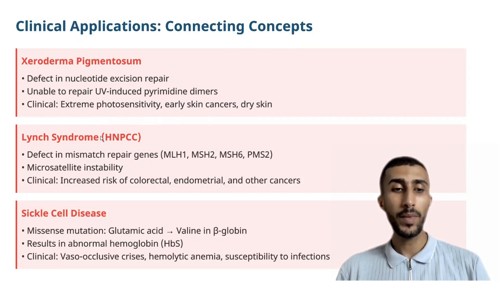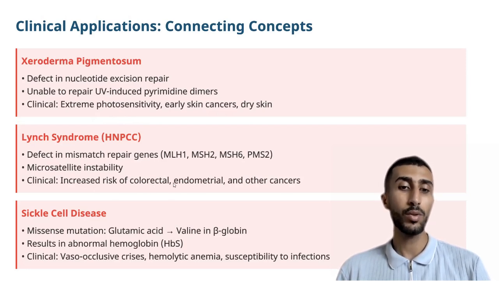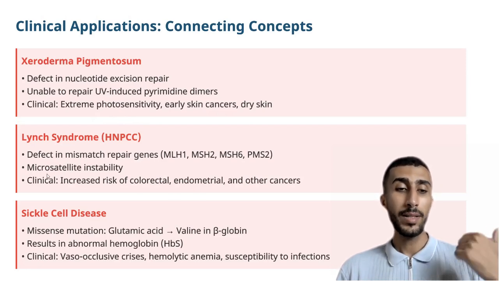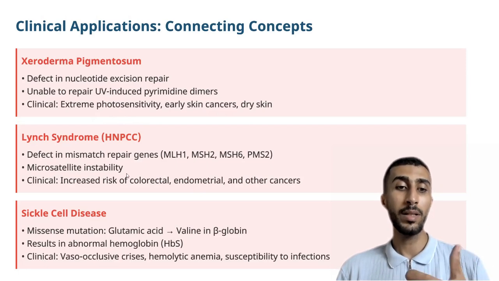Next, Lynch syndrome: a defect in the mismatch repair genes MLH1, MSH2, MSH6. So this is related to microsatellite instability. There is an increased risk of colorectal, endometrial, and other cancers. You have to memorize colorectal cancer and endometrial cancer with Lynch syndrome, and also the defect with microsatellite instability.